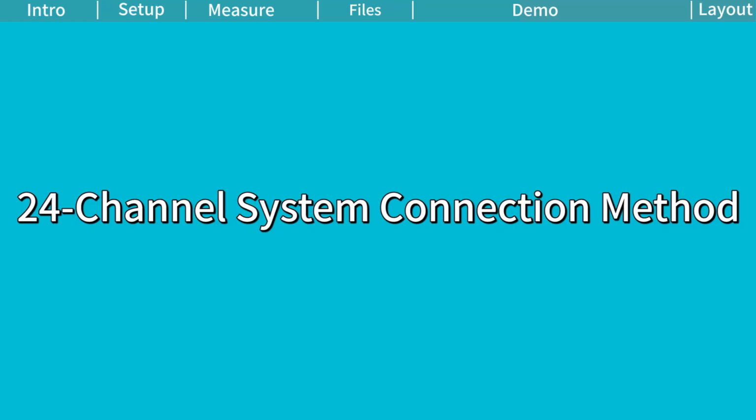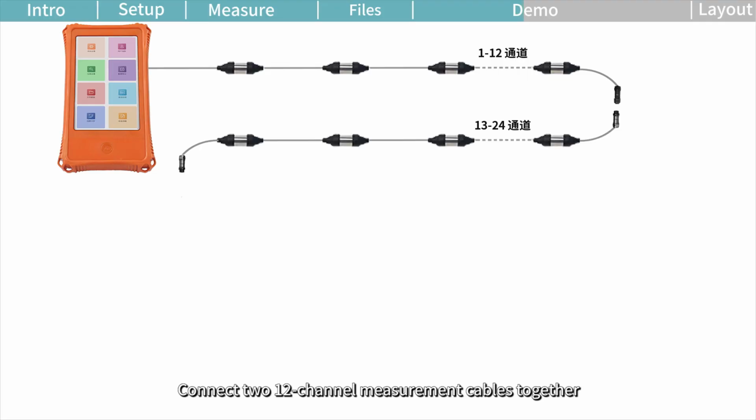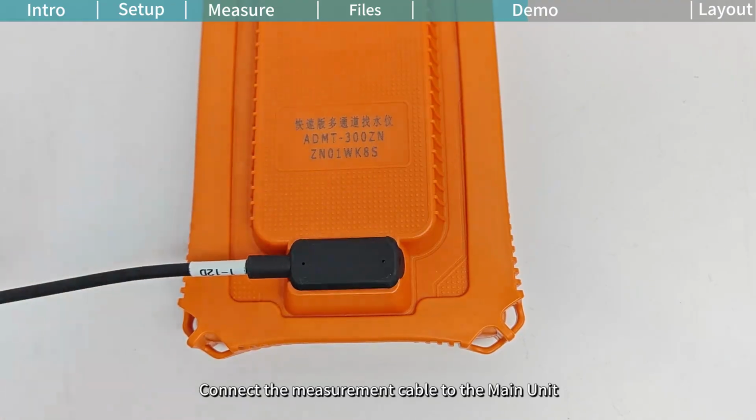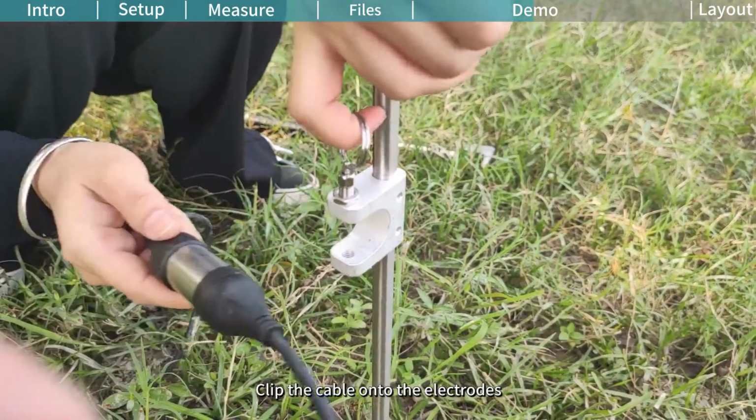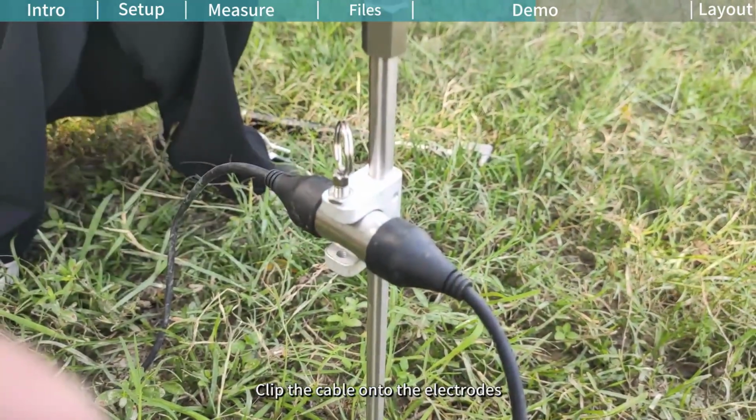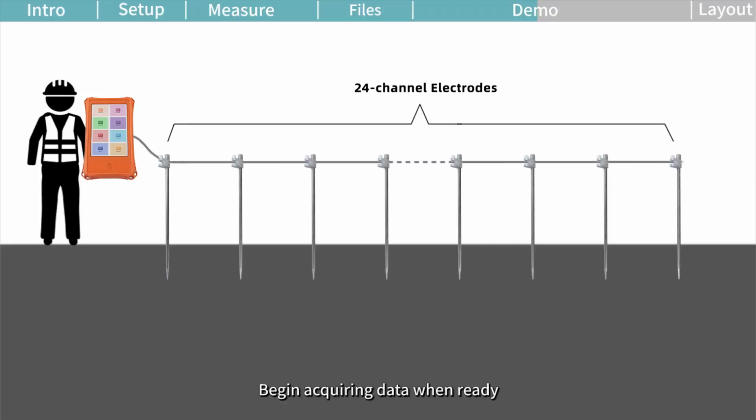24-channel system connection method. Connect two 12-channel measurement cables together. Connect the cables to the main unit. Extend the cables along the survey line and insert the electrodes into the ground. Clip the cables onto the electrodes. Begin acquiring data when ready.